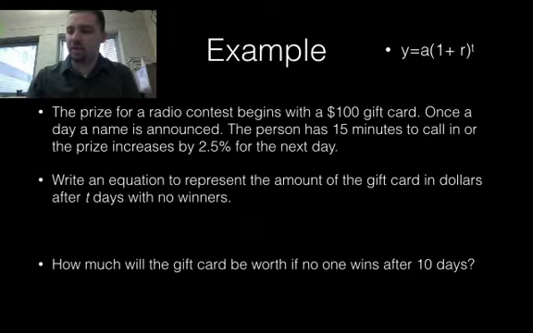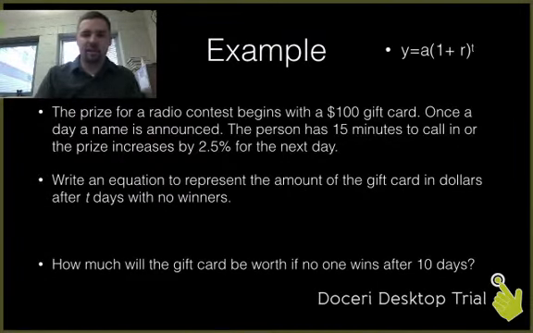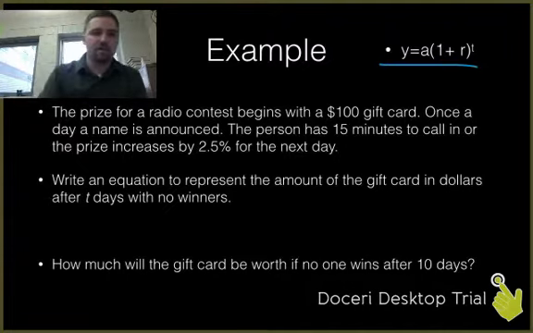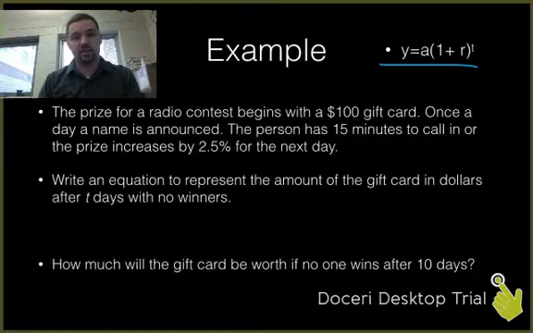In this example, I left the formula up here so we can reference it. The prize for a radio contest begins with a $100 gift card. So if you win the radio contest, they give you $100. Once a day, a name is announced. The person has 15 minutes to call in, or the prize increases by 2.5% the next day. So if no one gets it the first day, it increases by 2.5% the next day. That would be another $2.50, so it would be $102.50.